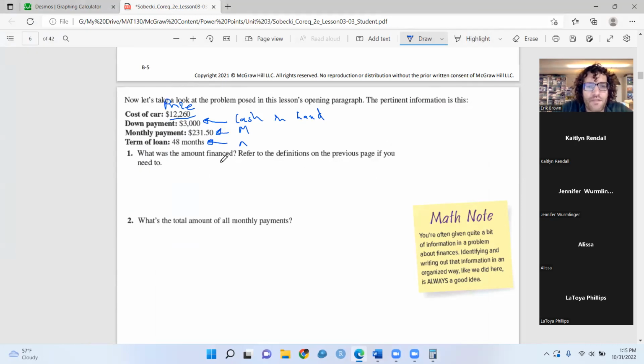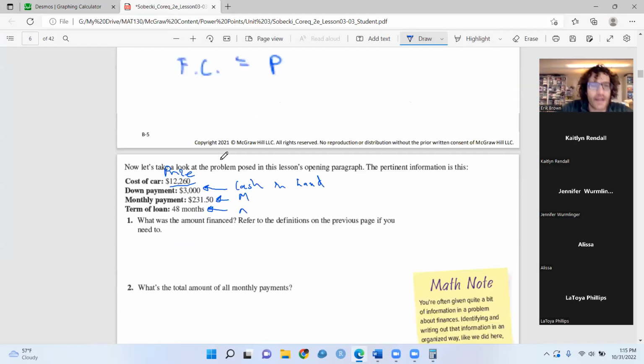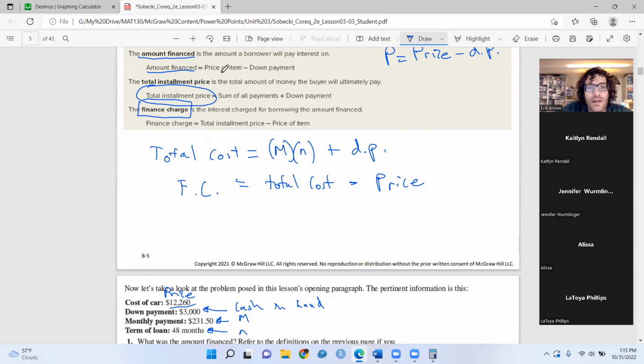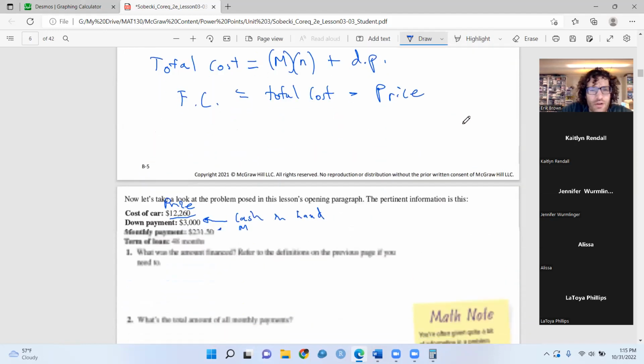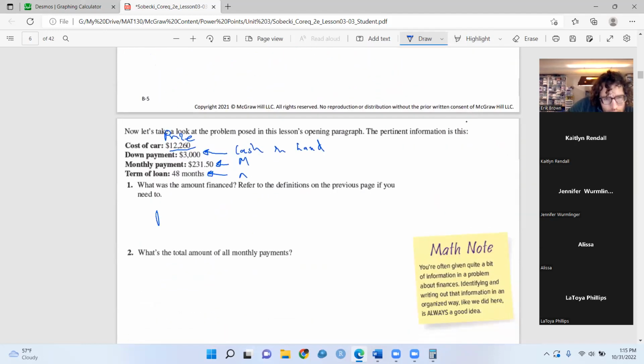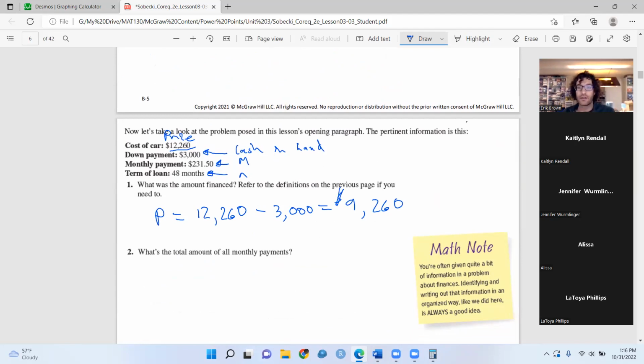Okay, so what was the amount financed? Well, if you look back on the previous page, the amount financed is the price of the item minus the down payment. Should we just call that F? No, we call that P. So the principal we're borrowing from a bank or something is the price of this car minus the cash we paid, so that we don't have to borrow as much. So that happens to be $9,260. This is how much we need to borrow from the bank in order to drive this car off the lot.